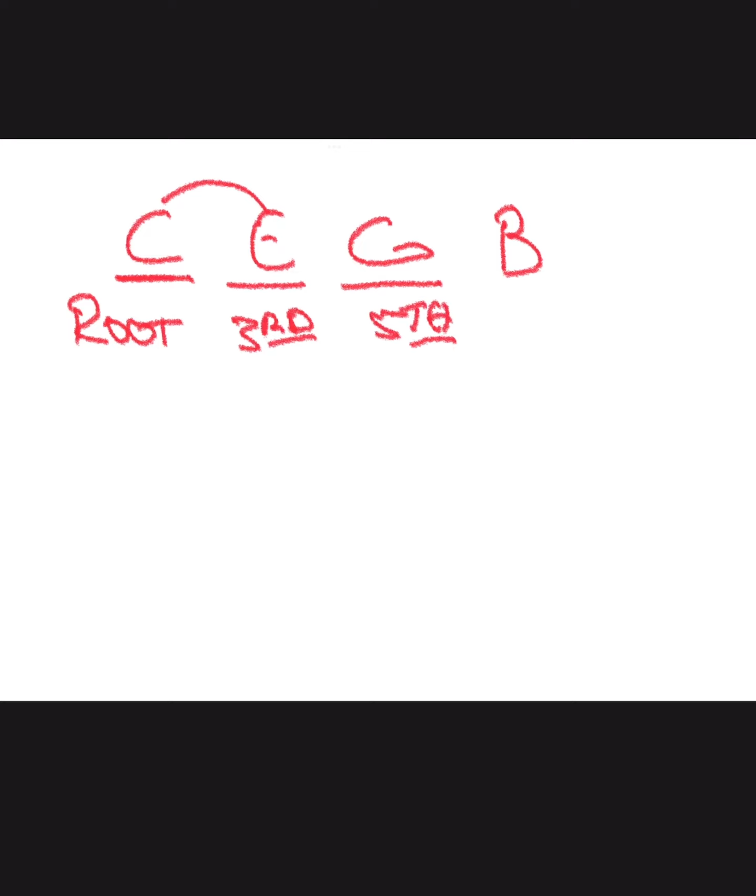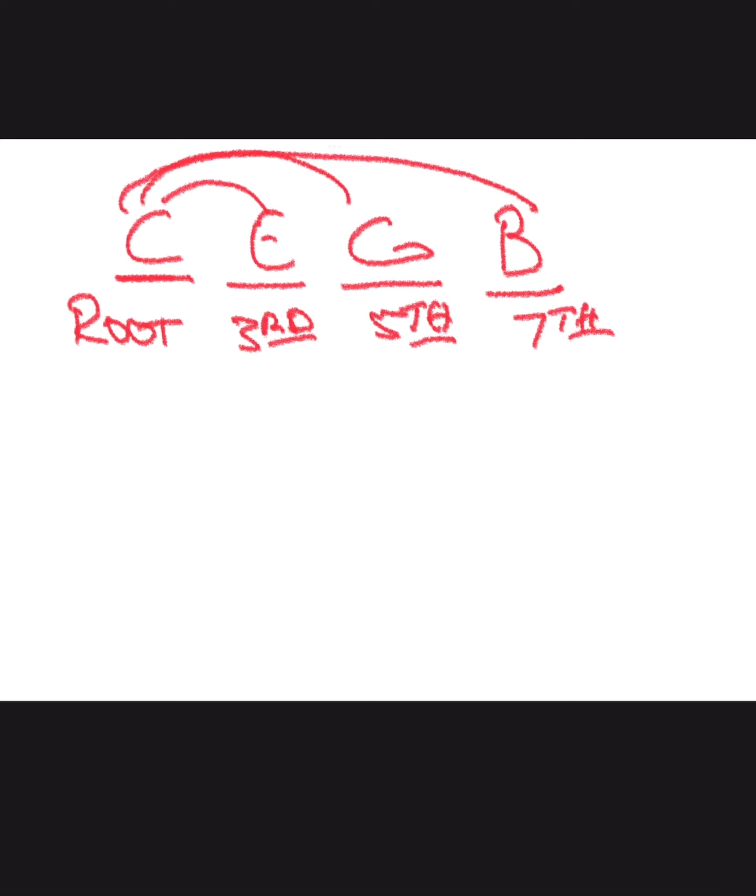Okay, so here's the deal. The C is functioning as the root of the chord. That makes sense. That's the name of the chord. The E is the third of the chord. And why is it the third of the chord? Because it's a third above the root. The G is the fifth of the chord, because it's a fifth above the root. And then finally, the B is functioning as the seventh of the chord. Same deal, it's because it's a seventh above the root.